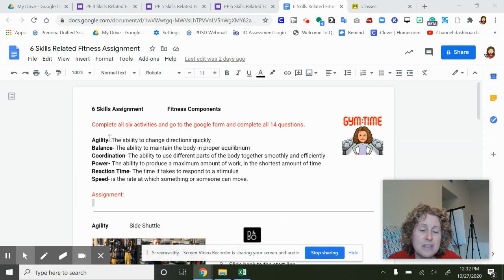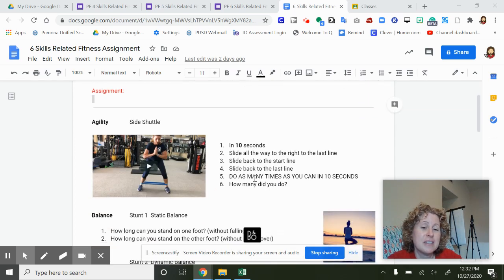So we went over the agility, the balance, coordination, power, reaction time, and speed. We went over the definitions, and I had you read about the side shuttle that I'd like for you to try to do. Remember, I said you could do this in 10 seconds, where you slide all the way to the right, slide all the way to the left. You can put shoes out if you want to. You don't have to use a line, but put a shoe here and a shoe there. See how many times you can do it in 10 seconds.